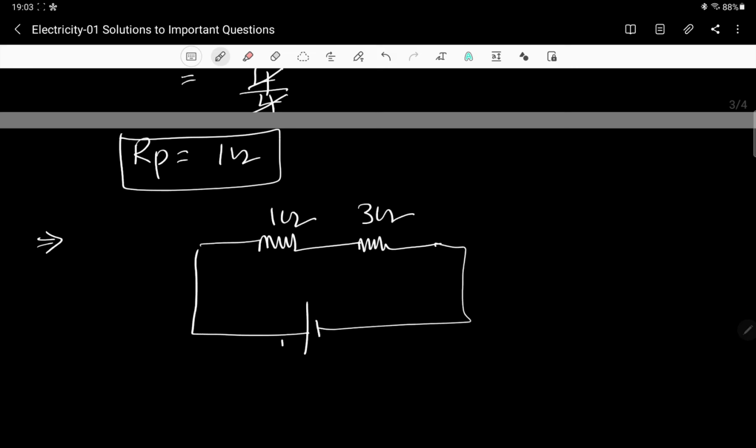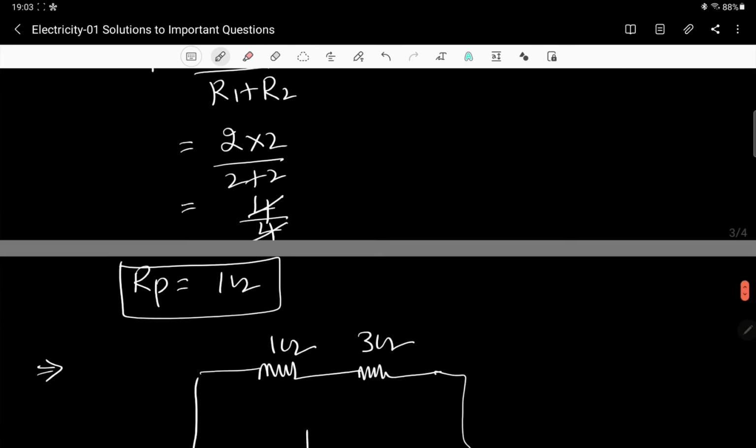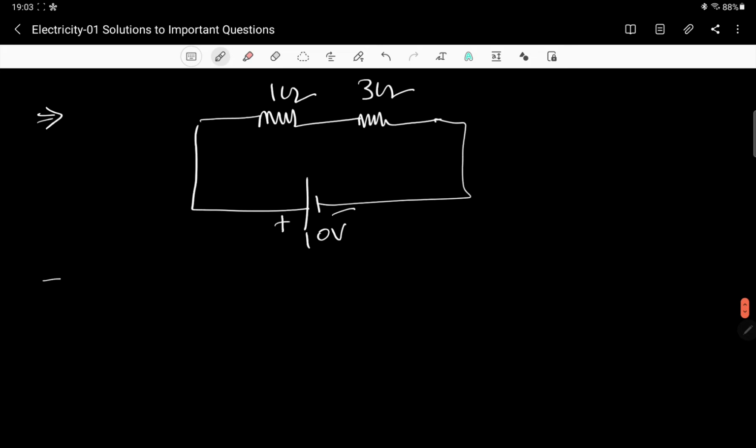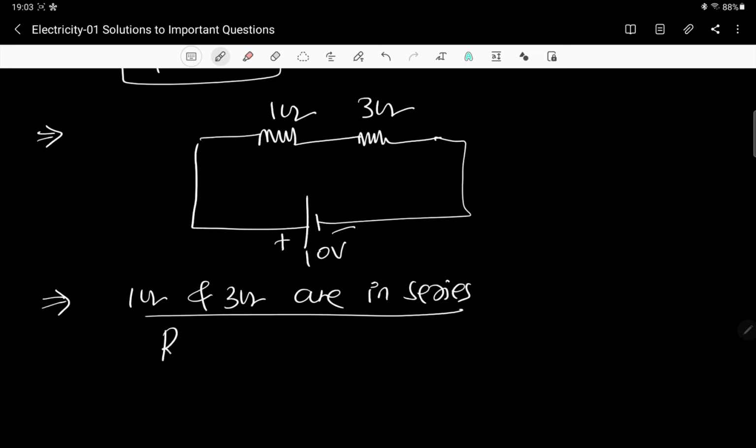Together they are connected to a battery of how many volts? They are connected to a battery of 10 volt. Whatever it is, no need to worry about these readings; whatever they give, you have to follow that. This 1 ohm and 3 ohm are in series connection. Once they are in series, Rs is equal to 1 plus 3, which is 4 ohm.